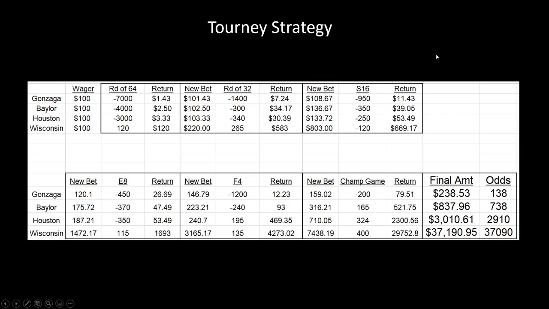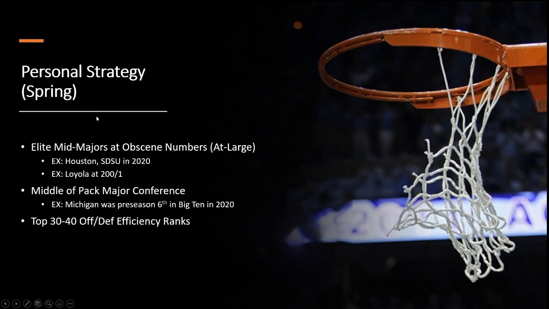Okay? My personal strategy, I look for elite mid-majors that have paths to 1 seeds, maybe 2 seeds at really good numbers. Last year it was Houston and San Diego State. Houston brought everybody back from a team that was top 10 in offensive and defensive efficiency. San Diego State nearly went undefeated in 2019, brought everybody back, had a good recruit. Those were bets I was looking at.